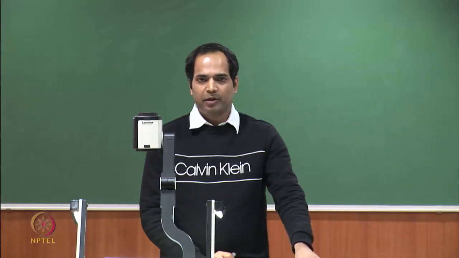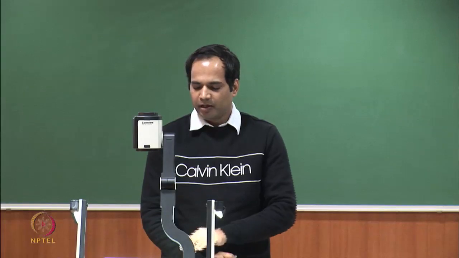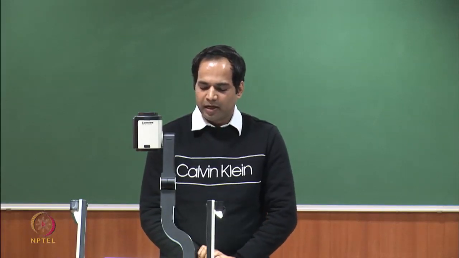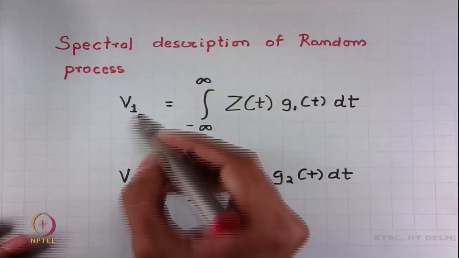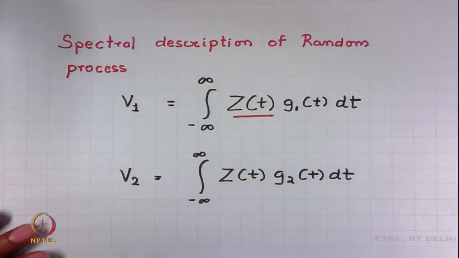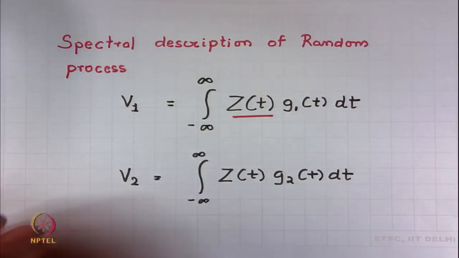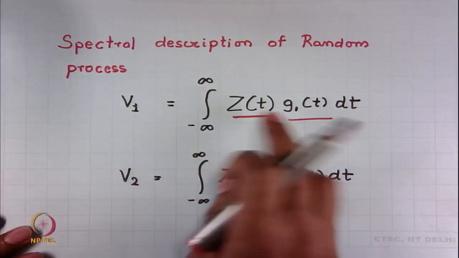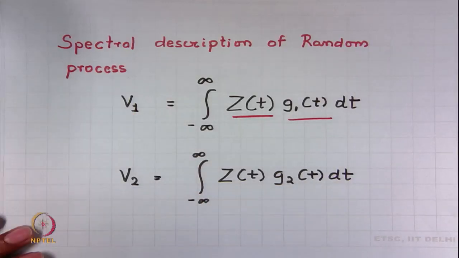Let us start by looking into the spectral description of a random process, and the way I like to do it is by thinking in terms of linear functionals. We have already defined what these linear functionals are. For linear functionals we take the inner product of a process z(t) with a deterministic function g1(t). If you take the inner product of a process with a deterministic function, you get a random variable, and this random variable we call the linear functional of the random process.